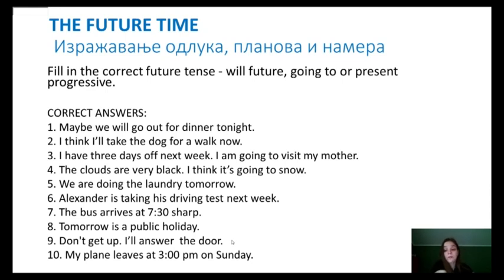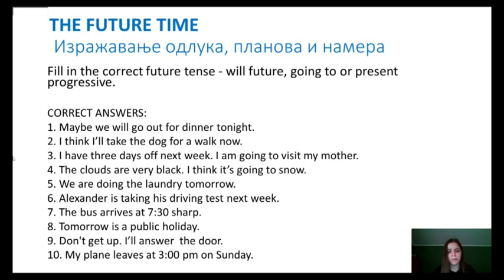Maybe we will go out for dinner tonight. This is an example of a spontaneous decision we made at the moment of speaking. 2. I think I'll take the dog for a walk now. This is also a spontaneous decision we made at the moment of speaking. 3. I have 3 days off next week. I'm going to visit my grandmother. This is an intention. This is a future intention to visit grandmother.